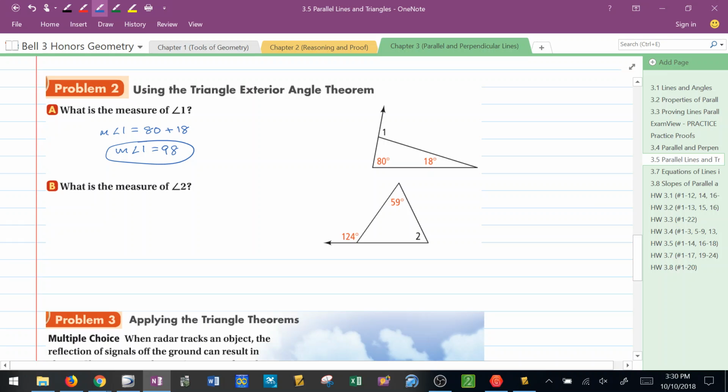Done. To find the measure of angle 2, well, I would have to first figure out the supplement of 124, then add that to 59, and then subtract that from 180 to find angle 2. Or I can just say the exterior angle is equal to the measure of angle 2 plus 59, and subtract 59 from 124. So that tells me that the measure of angle 2 would be equal to, what is that, 65 degrees. I think I did the arithmetic correct there. Yep.